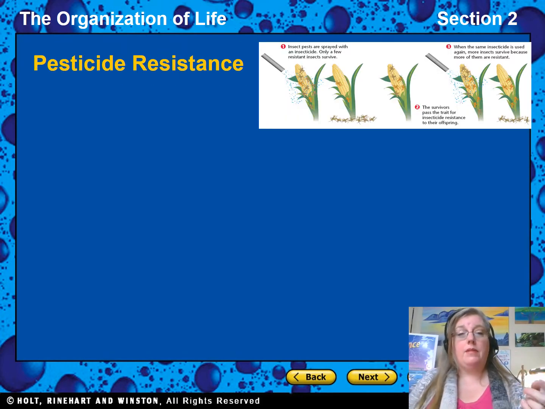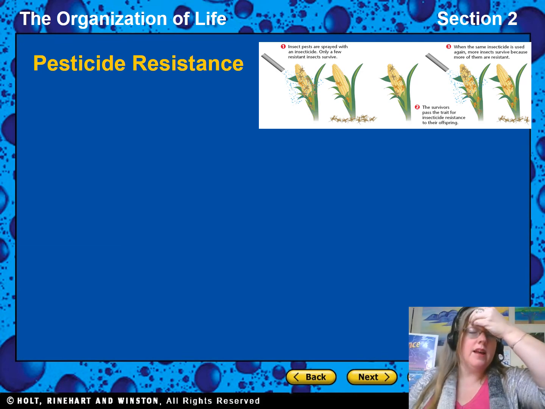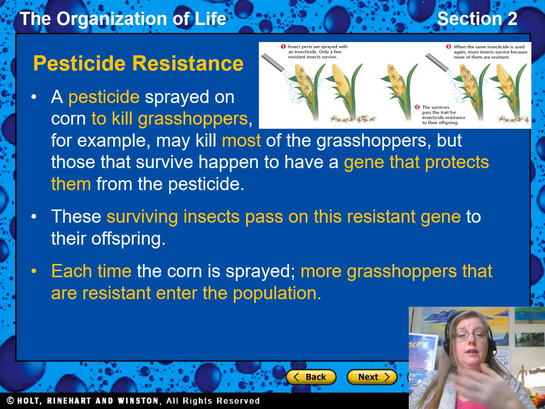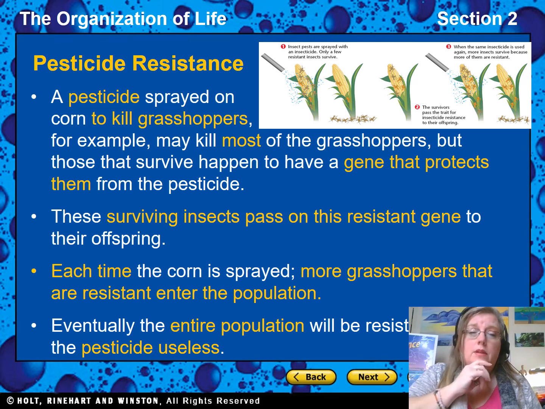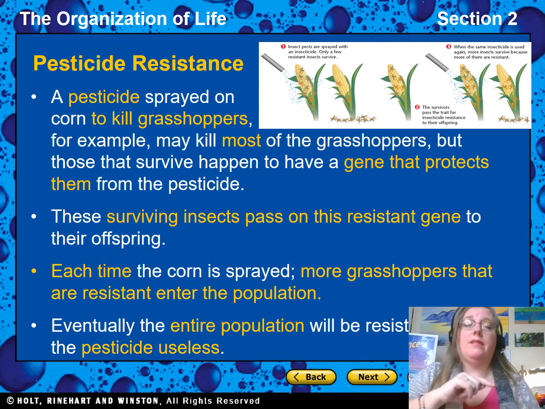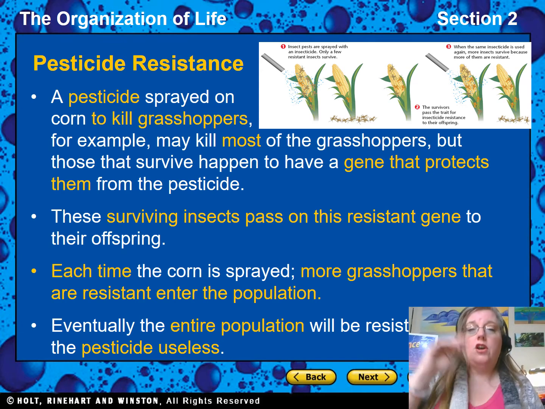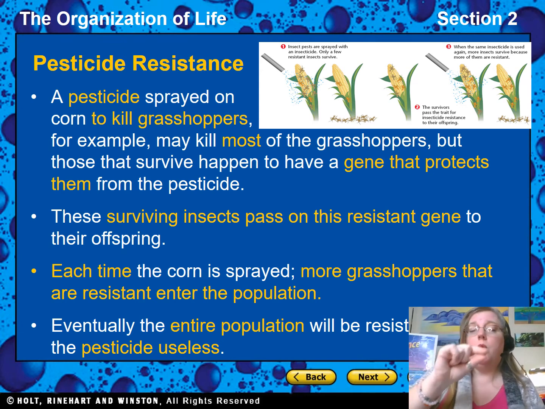The same thing happens in the world with pesticides and plants and bugs. Okay, so this example here is a pesticide that's designed to kill grasshoppers on corn. When you first spray the pesticide on the corn, yes, you will kill most of the grasshoppers, but there are going to be one or two that you don't kill. Something in their genetics made that pesticide not work on them. So you've killed most of the bugs, and there are only one or two left.